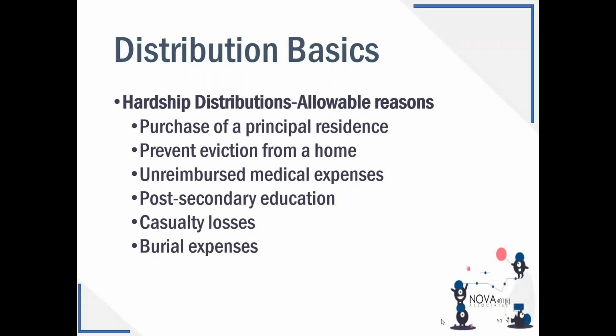These are the allowable reasons for hardship. So they have to satisfy these reasons in order to receive a hardship. Purchase of a principal residence. It needs to be their principal residence, not a vacation home. To prevent eviction from their home. Again, this is not "I need to make a rent payment"; it's that you're on the verge of eviction from your primary residence. Unreimbursed medical expenses, post-secondary education, casualty losses. So if you're in a federal disaster area with all these hurricanes and weather issues, then that can be a reason for a hardship. And burial expenses are also another hardship reason.